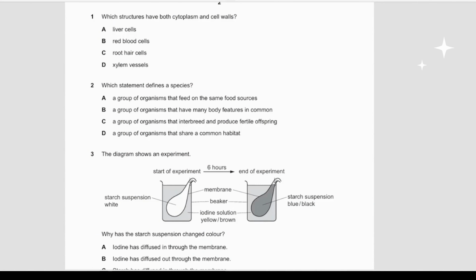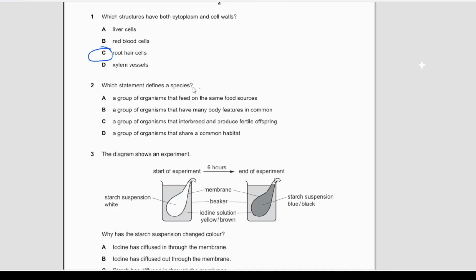First question is, which structure has both cytoplasm and cell wall? Liver cell is an animal cell. Okay, root hair cells. Which organelle is not present in root hair cells but present in other plant cells? Not present in root cell but present in other plant cells: chloroplast. Good. Which statement defines a species?